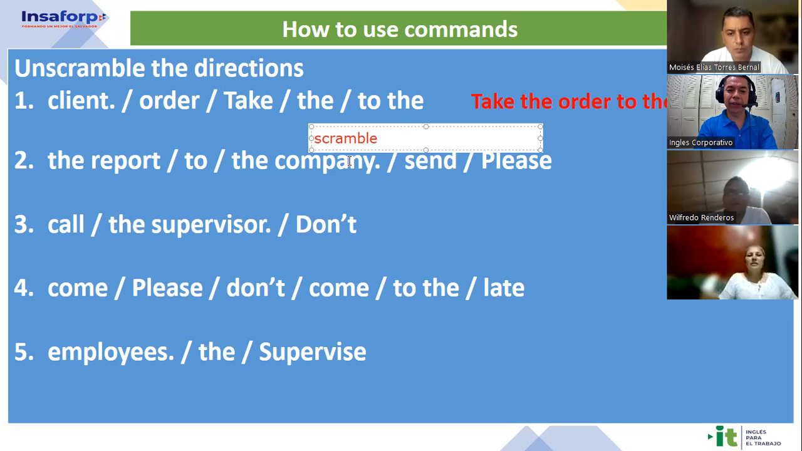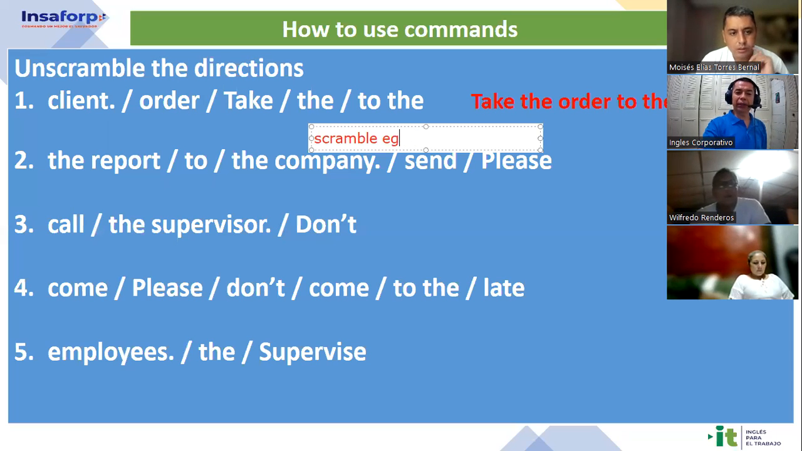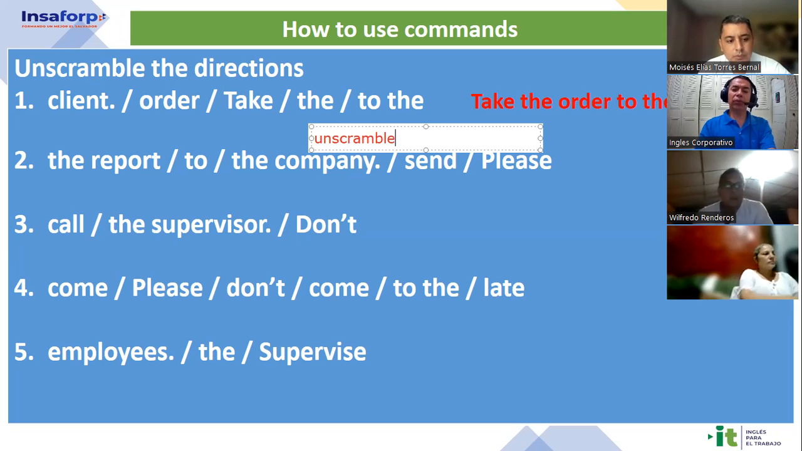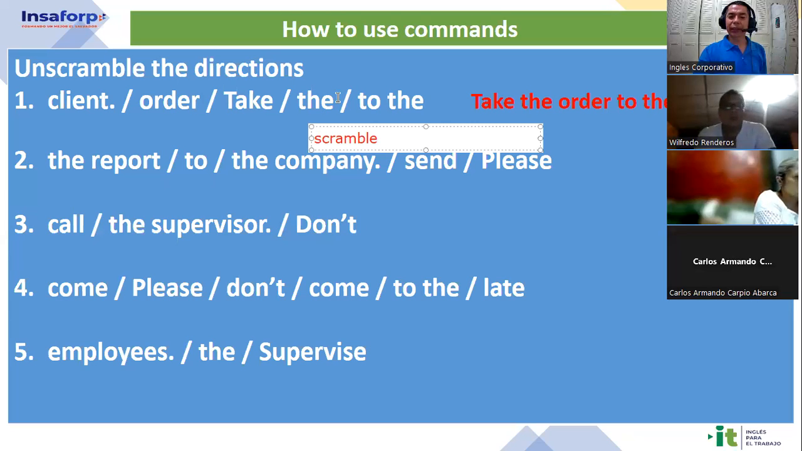Scramble. For example, how do you say huevo revuelto? Thank you, Moises. Okay, you number two, but give me a second. How do you say huevo revuelto? Scrambled eggs. So what are you going to do? You're going to make the opposite. Unscramble is the opposite of scramble, right? So poner en orden. Ladies and gentlemen, Moises.